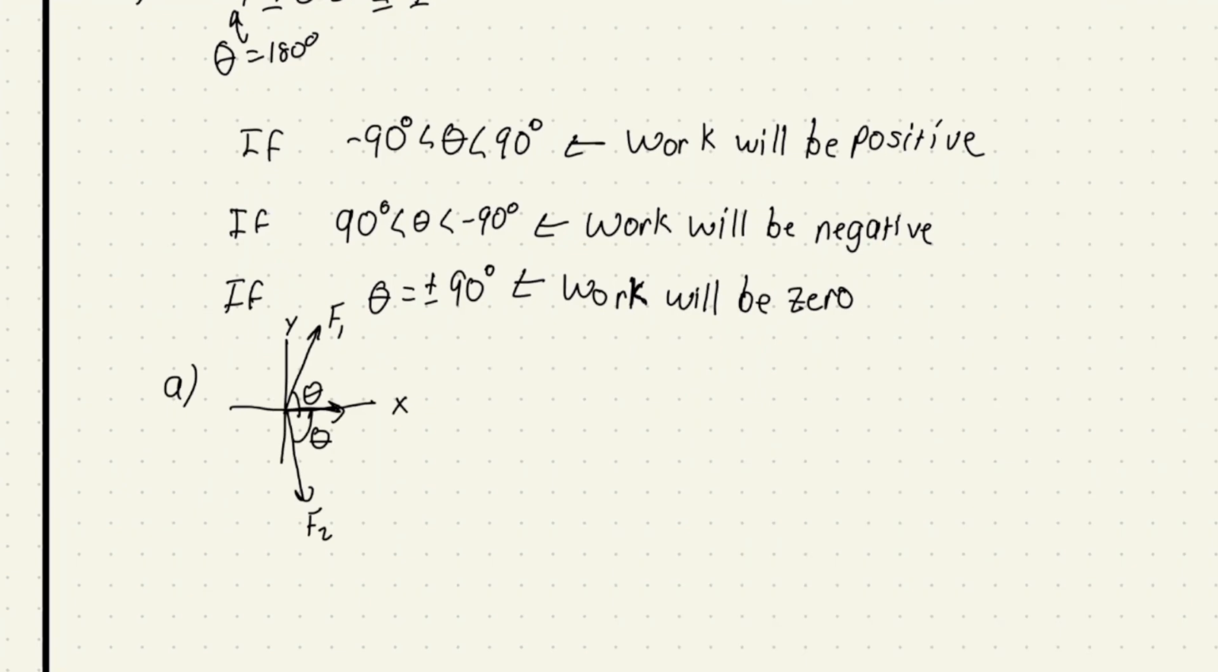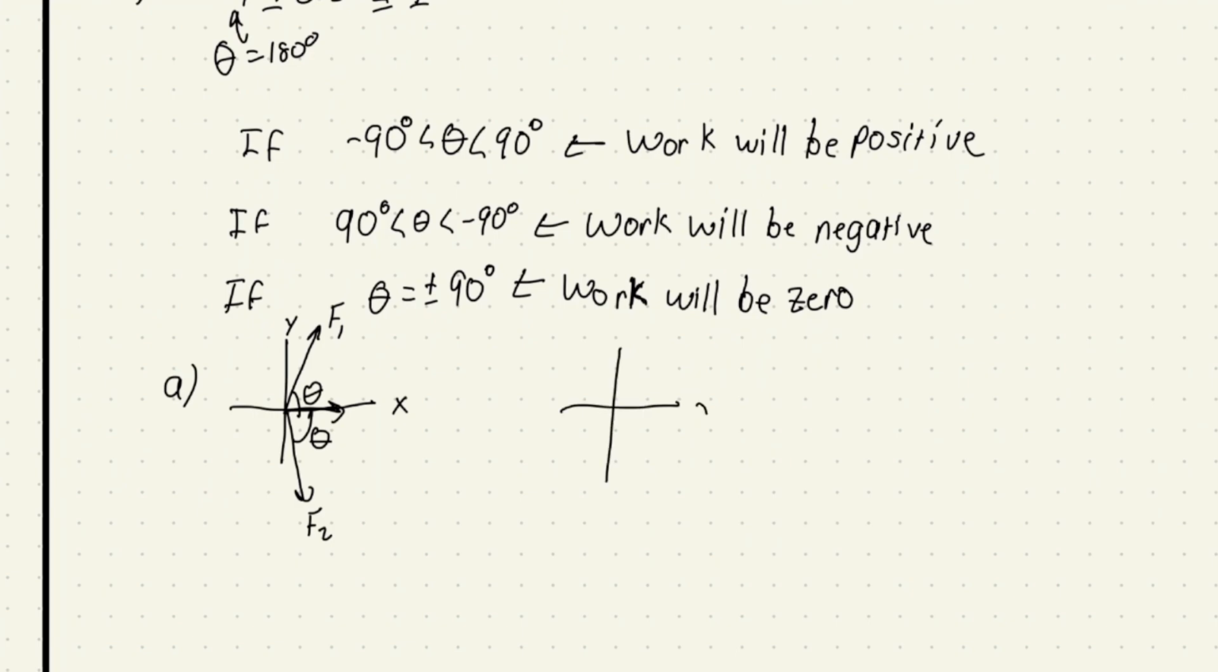Because cosine of negative 50 degrees is the same thing as cosine of 50 degrees, and those are both positive numbers. Cosine of 60 degrees, cosine of negative 60 degrees, same number, both of them are positive. And so this is what we have when we have a positive work being done.